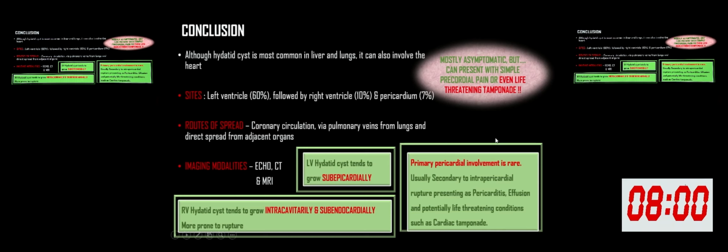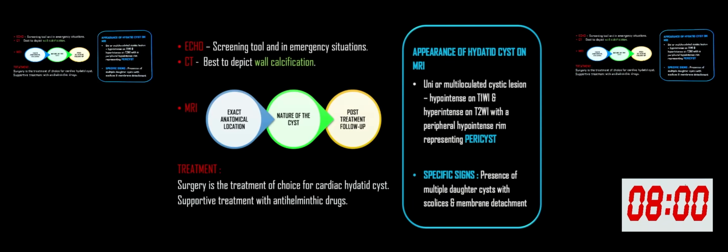So what is important to remember is that the left ventricular hydatid cyst can grow subepicardially, while the right ventricular hydatid cyst grows intracavitarily and subendocardially, which is more prone to rupture. And primary pericardial involvement of hydatid disease is quite rare. It is usually secondary to intrapericardial rupture, presenting as pericarditis, effusion and cardiac tamponade.